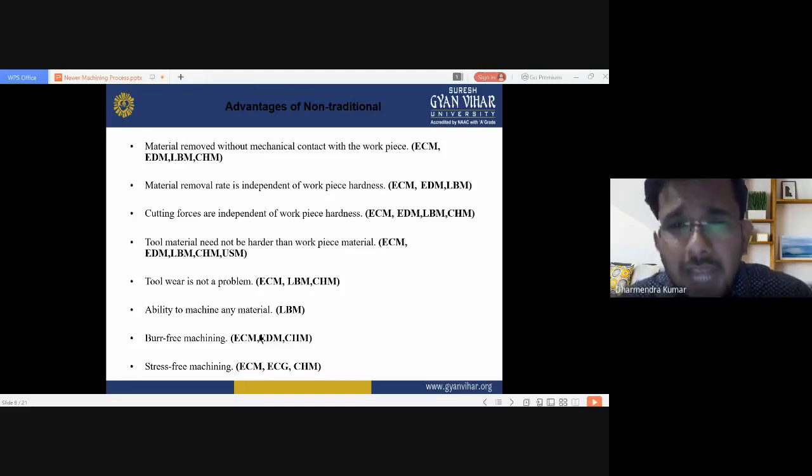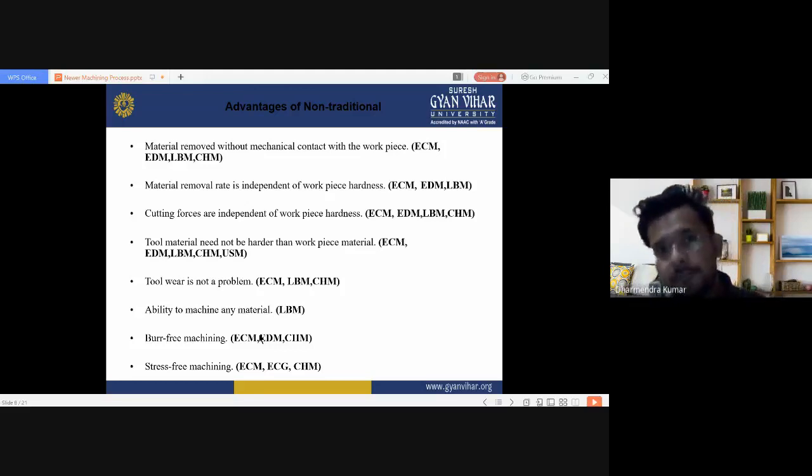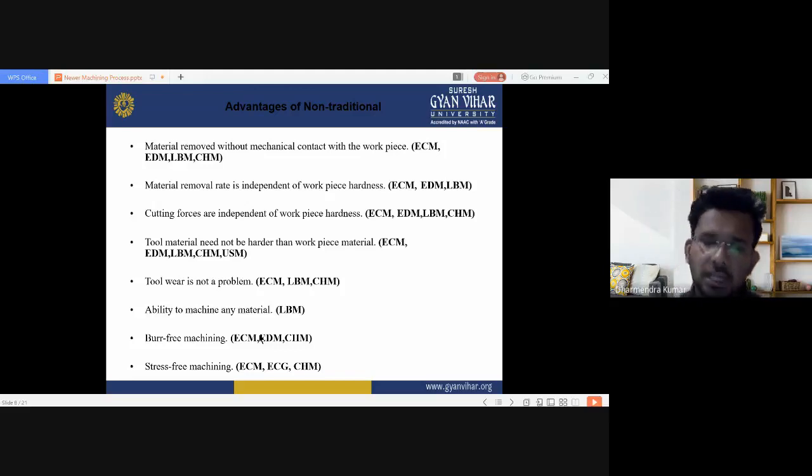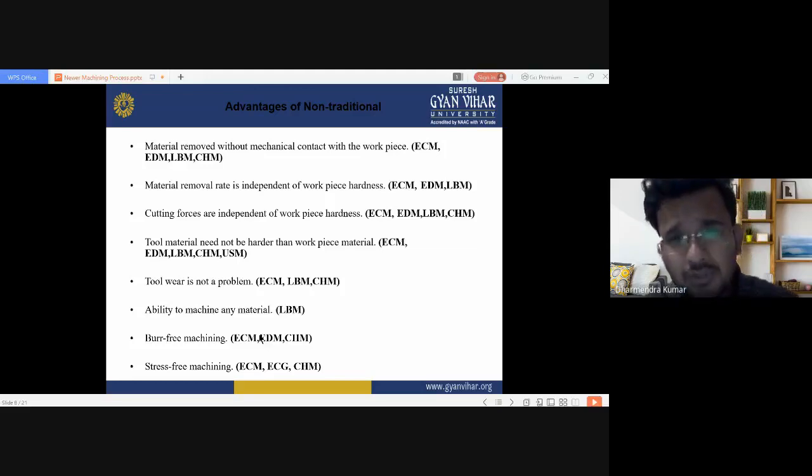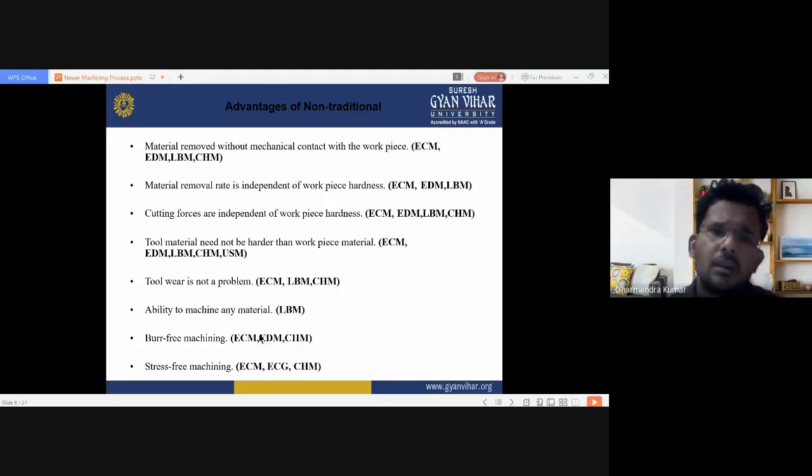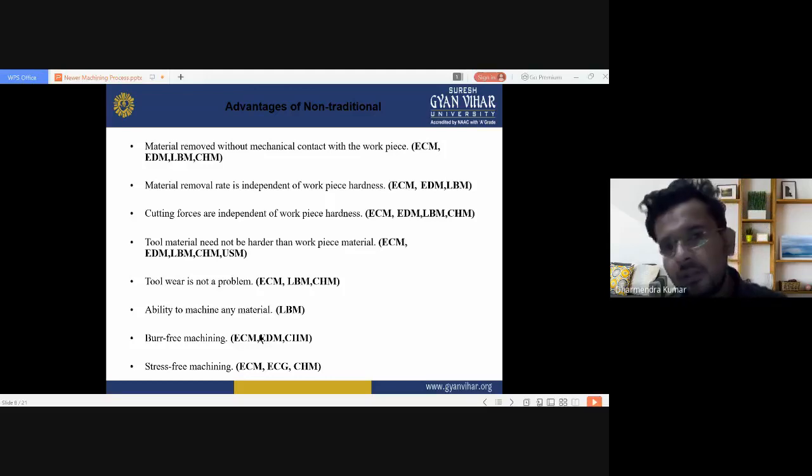In the conventional machining we have seen that if our workpiece is hard, then we have to apply more and more cutting force for machining that hard material. But if you use non-conventional machining like electrochemical machining, electric discharge machining, laser beam machining, or CHM, we normally see that cutting force is independent of workpiece hardness.